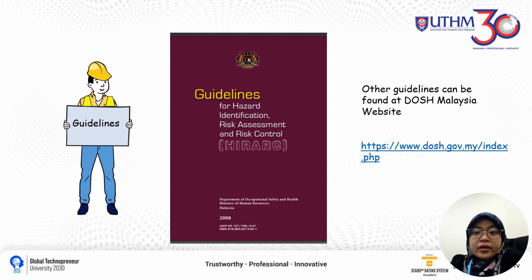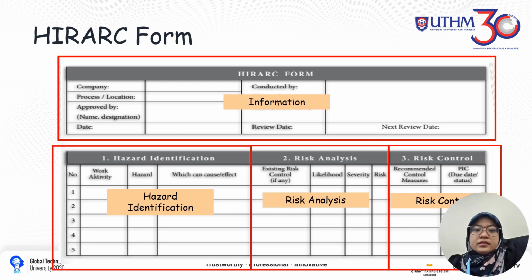The methodology of HIRARC proposed in this guideline is intended for the assessment of physical hazards. Those who intend to assess health hazards in their workplace should make use of other risk assessment guidelines designed specifically for such purposes. So basically, you can obtain the guidelines on the DOSH website. This is the HIRARC form frequently used by practitioners. It consists of first part, information details, second, hazard identification, third, risk analysis, and the fourth one, risk control.